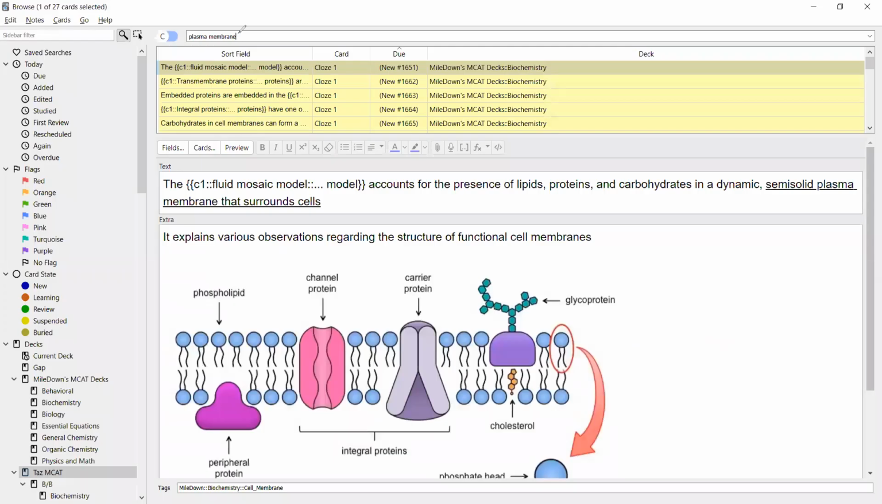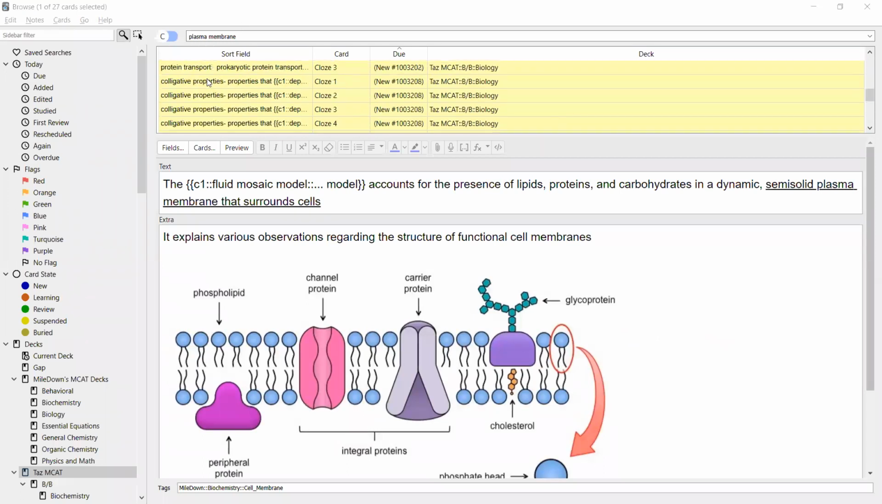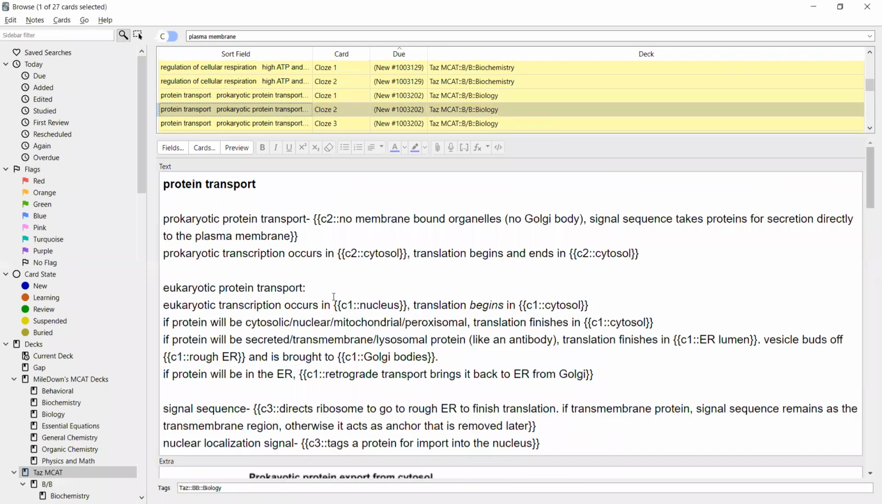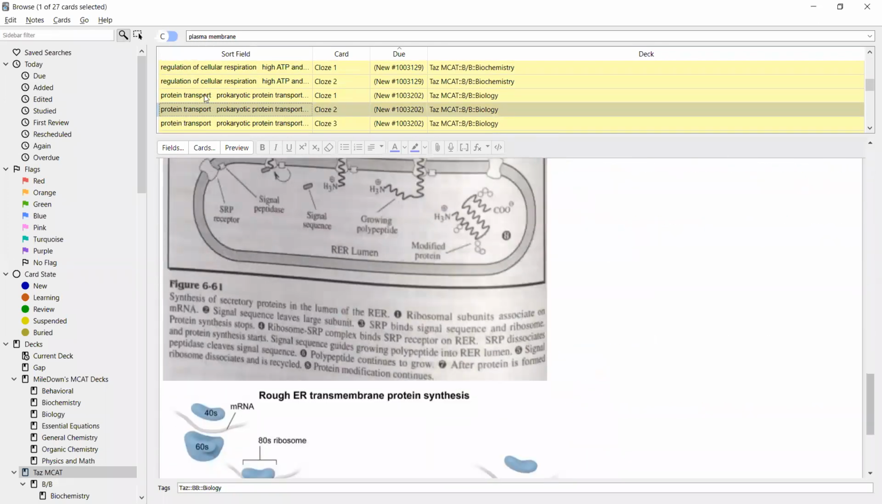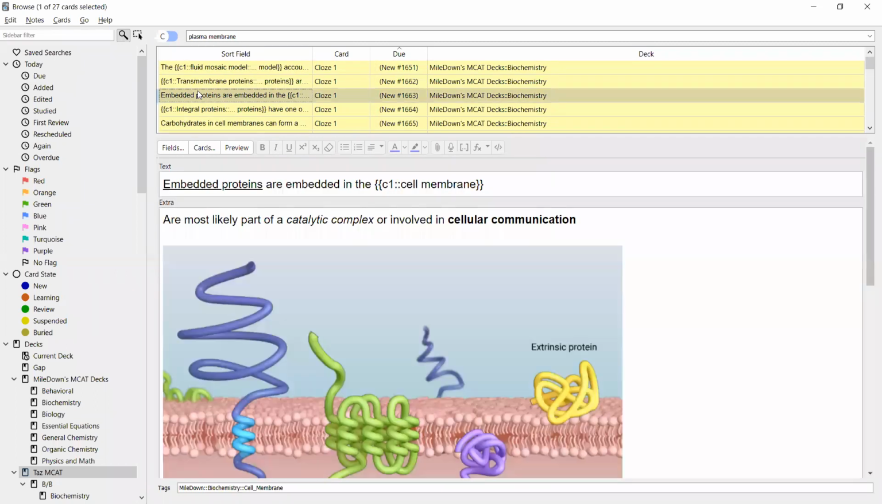Oh yeah, wait. I had a picture that explained this exactly. No, not this one. Oh, was it active transport? Yeah, I think it was.